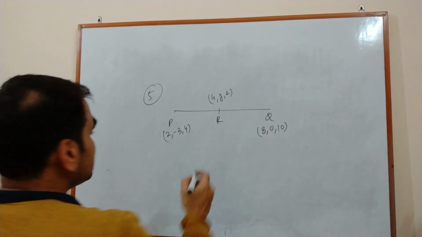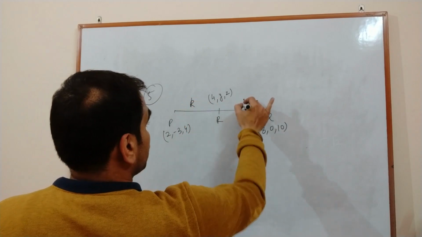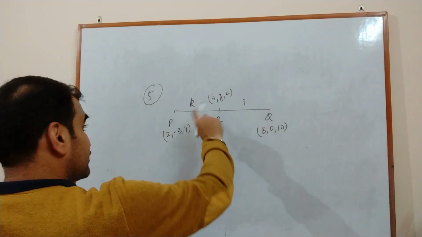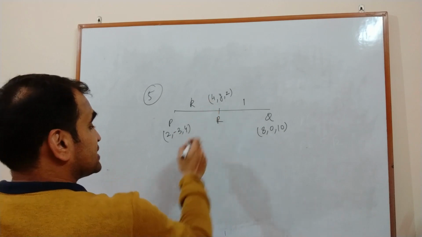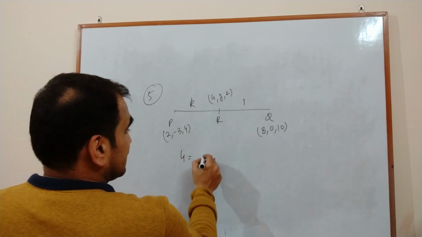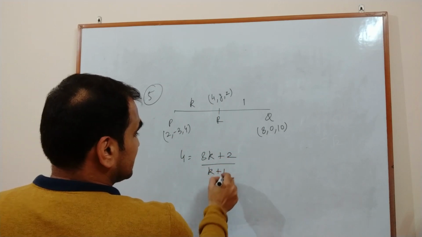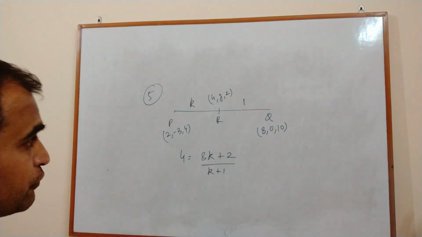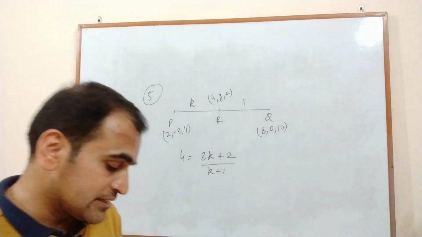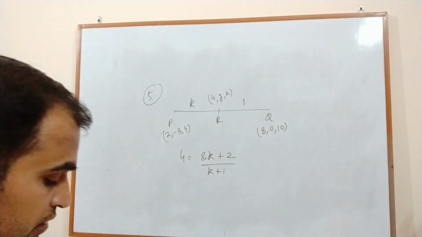It is very easy. You can take this ratio as k:1 or m:n as well. Use the section formula, put the value of x equal to 4 in (8k + 2) divided by (k + 1), get the value of k, then use that value of k to calculate the values of y and z. Easily we can do it.